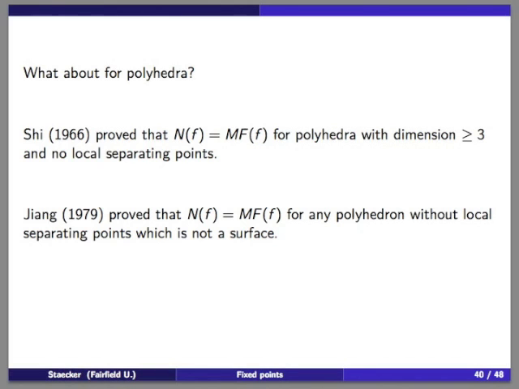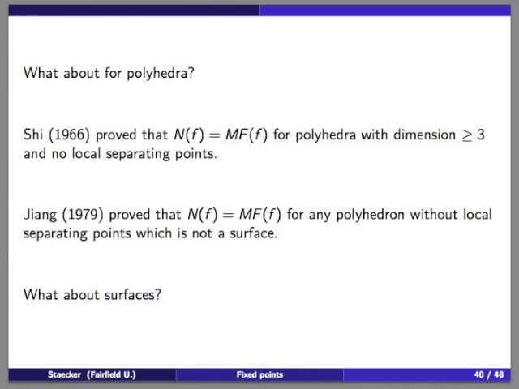So if there are no local separating points, then it's true even for complexes. And then Jiang proved that even for polyhedra in dimension 2, it is true as long as it's not a surface, which again is the only thing that Nielsen considered. The Nielsen number and the minimum number are the same for any polyhedron without local separating points, which is not a surface. What about surfaces?